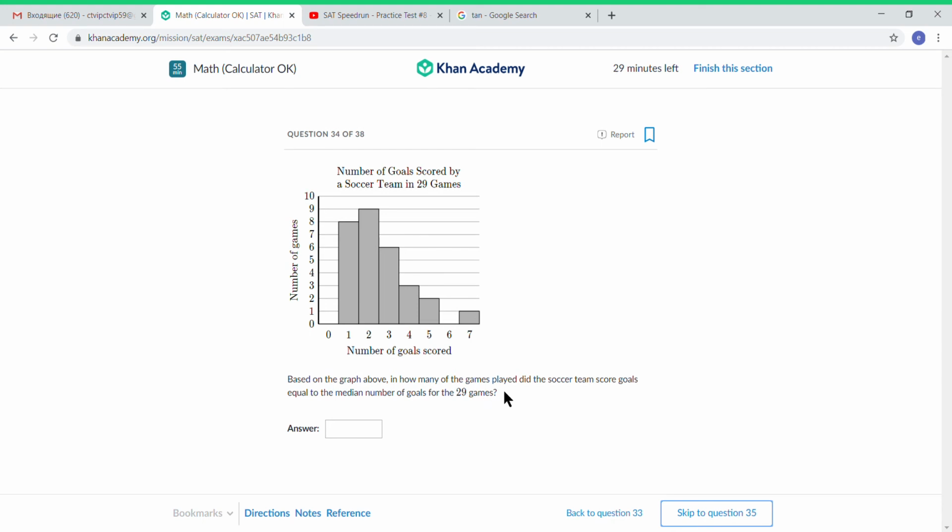How many games played did the soccer team score goals equal to the median number of goals for the 29 games?